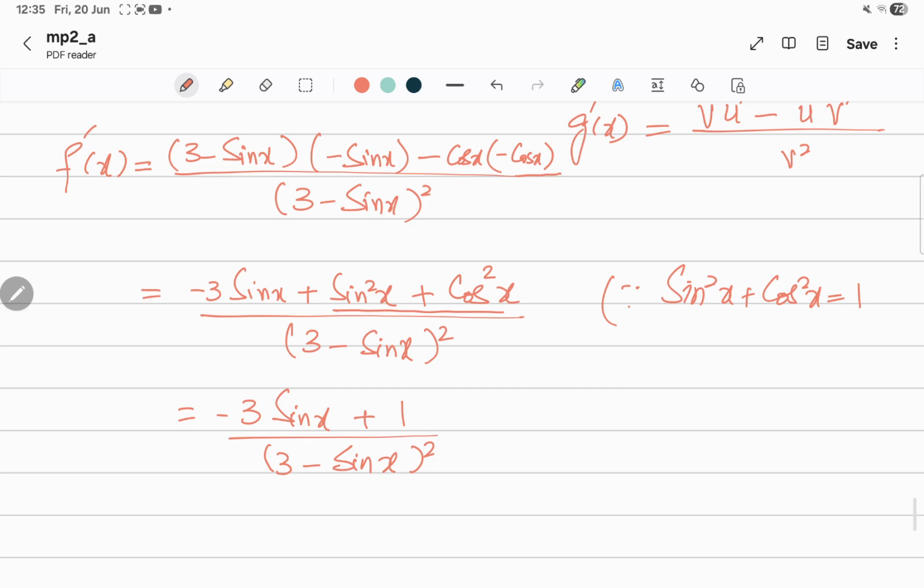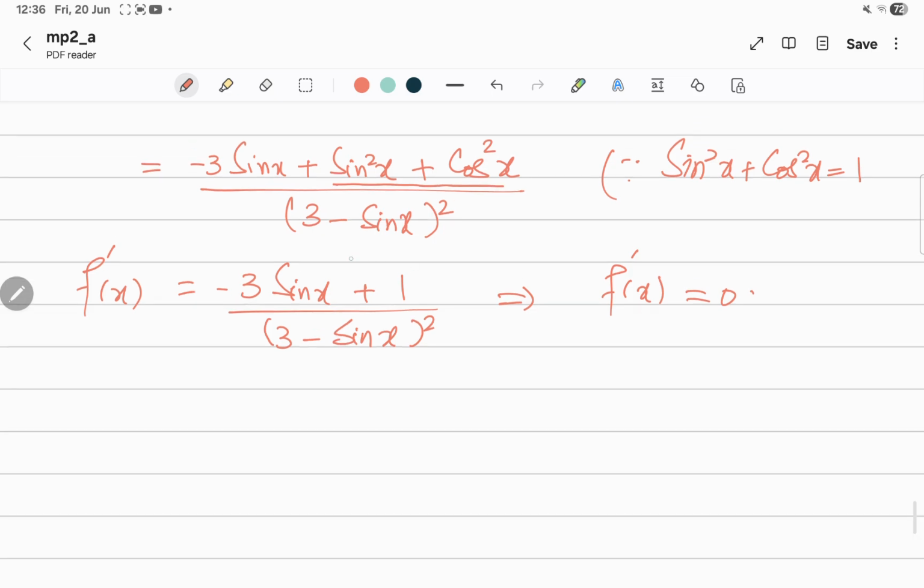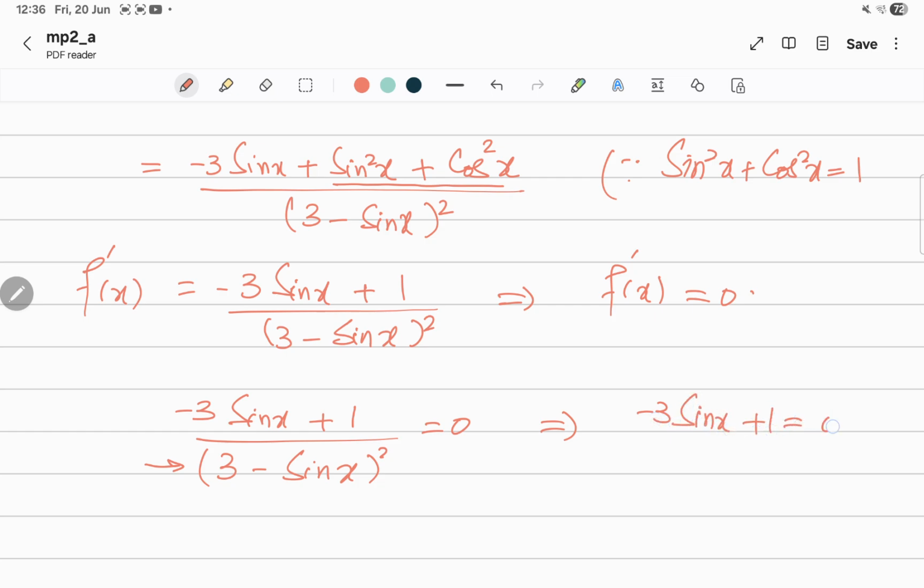If you put the first derivative equals to 0 for the stationary point, then if the derivative equals 0, that means this fraction equals 0. Minus 3 sin x plus 1 over 3 minus sin x whole square equals 0. If the fraction equals 0, that means the numerator should be 0. If you set the denominator as 0, then the function will be undefined, so the numerator should be 0. So minus 3 sin x plus 1 equals 0.